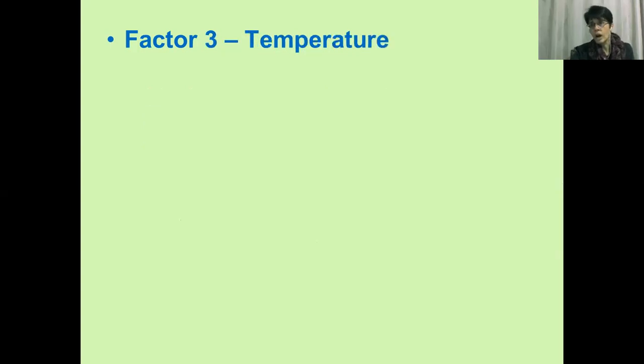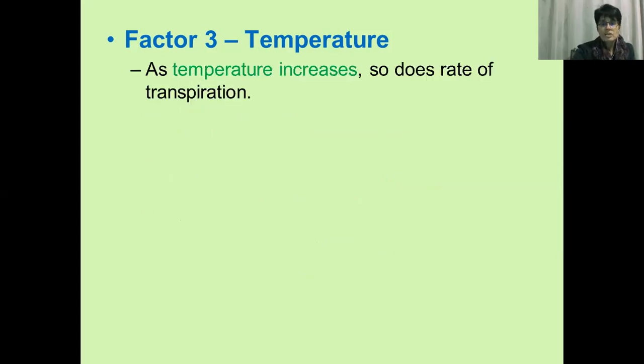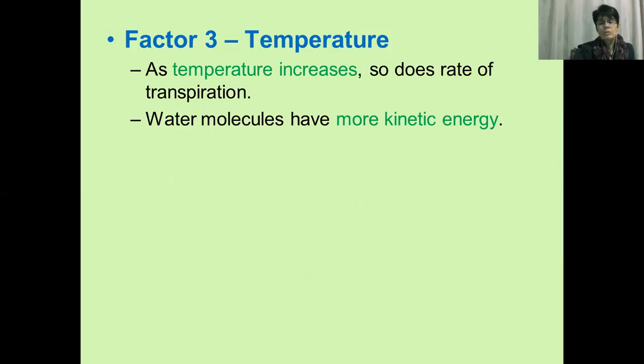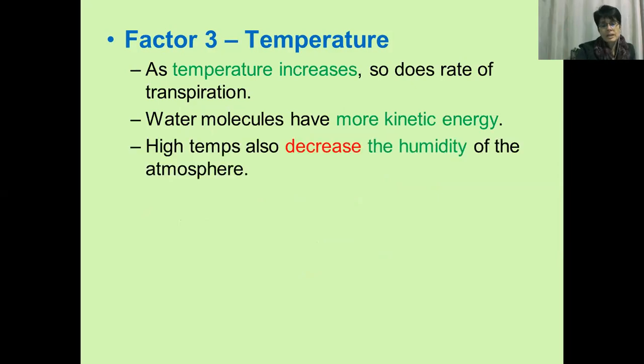Temperature. Well, if it's hotter, water will evaporate faster, so transpiration will increase, because the molecules now have more kinetic energy to change from liquid in the plant cells to vapor in the air spaces, and then they pass out through the stomata. Okay, and obviously if it's very hot, then that water vapor is going to disappear. High temperatures decrease humidity in the atmosphere. Not in a forest, I'm thinking.